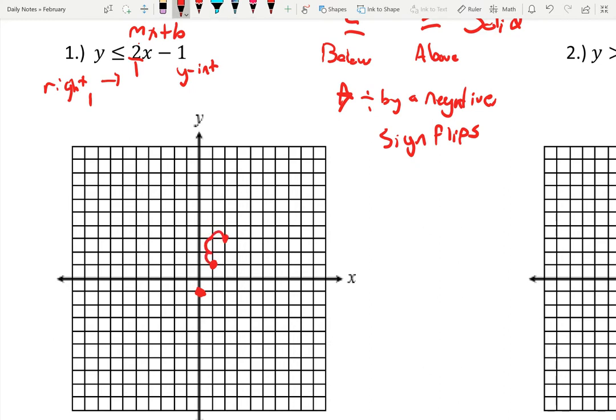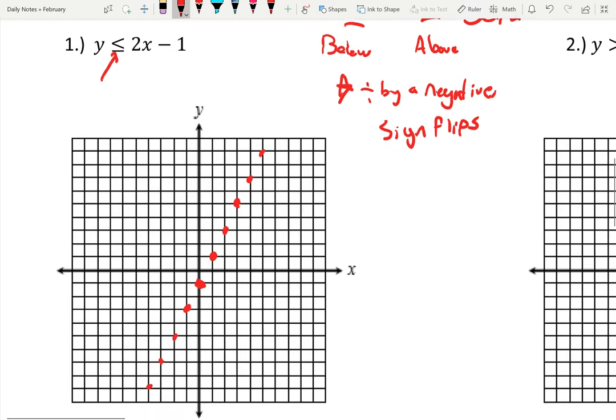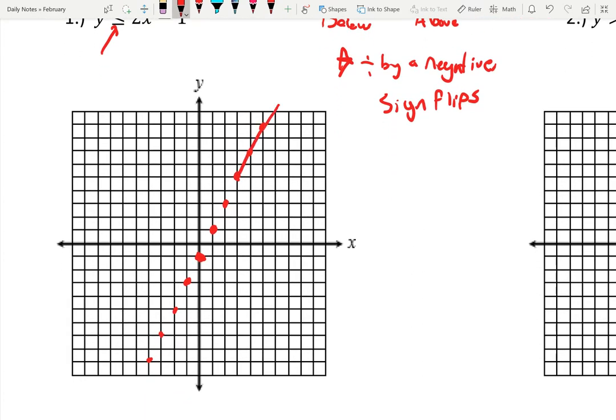That puts us here. And again, we can go up 2 and right 1, and we can fill out this line. I'm going to go backwards. Going backwards, we'll go the opposite direction. So down 2 and left 1, and we have our line. Now remember, what's important here is not only what type of line we fill this in with, but the shading direction as well. So if we look back at our inequality sign, this is less than or equal to. Because it's got the line underneath it, that means it's going to be a solid line. So we'll go ahead and trace out a solid line.